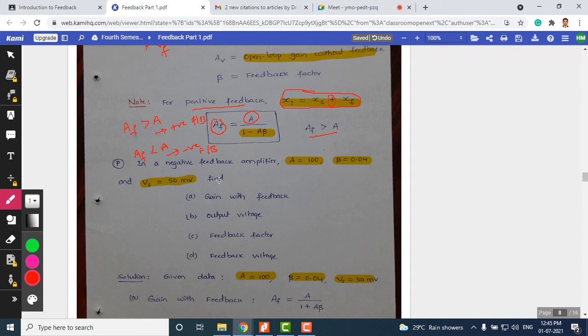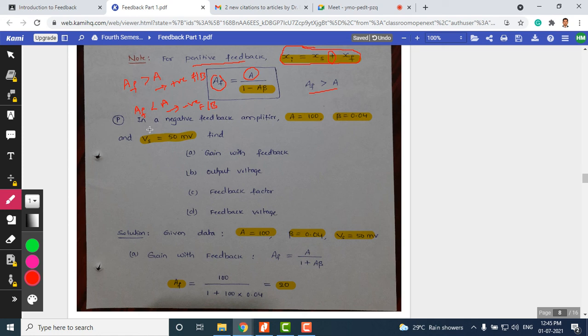One example we will solve here to understand the concept of negative feedback. Let me read out the problem for you. In a negative feedback amplifier, the basic amplifier gain A is given as 100, the feedback network gain beta is 0.04, and the source voltage is given as 50 millivolt. Find the gain with feedback, so here they are asking you to find AF. Also the output voltage V naught, the feedback factor beta, which is already given as 0.04, and the feedback voltage Vf need to be found. So, these 4 things we need to find out in this problem.